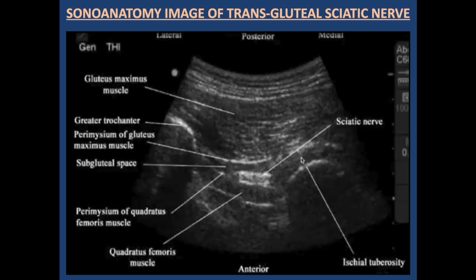Again, this is a diagram showing the sonoanatomic view of transgluteal sciatic nerve block. In this, the gluteus maximus muscle and the quadratus femoris muscle are clearly visible, and even the inferior gluteal artery is visible on the medial end of the view. It is near the ischial tuberosity.